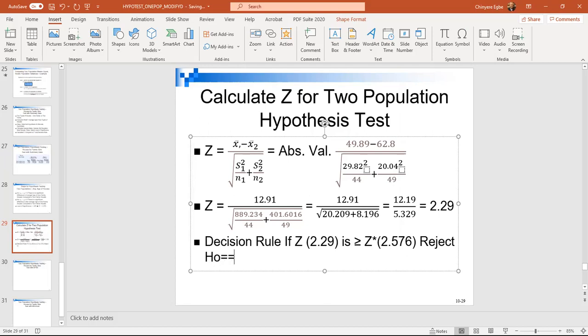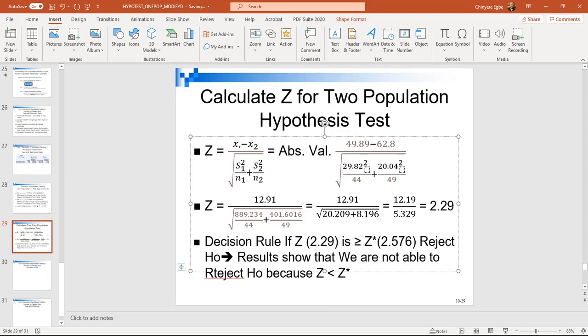Now, as we can see from the results, we are not able to reject the null hypothesis because Z is less than Z star. Okay. So what is the conclusion?